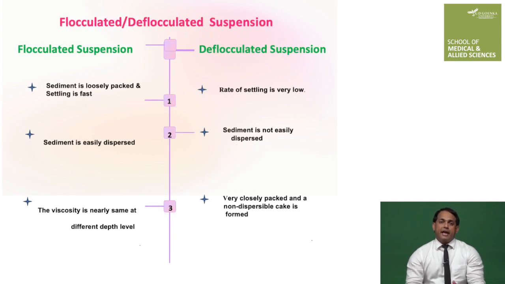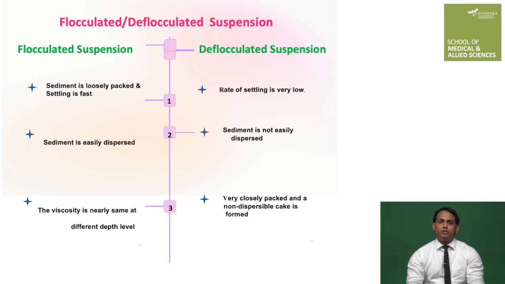Flocculated suspension and deflocculated suspension. Flocculated suspension. In a flocculated system, the solid particles of the dispersed phase aggregate, leading to a network-like structure of solid particles in the dispersion medium. The aggregates form no hard cake. These aggregates settle rapidly due to their size, as the rate of sedimentation is high, and the sediment formed is loose and easily redispersible.